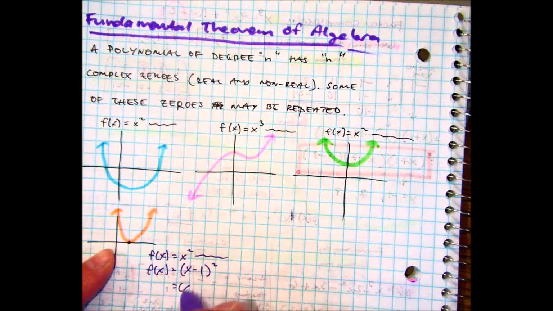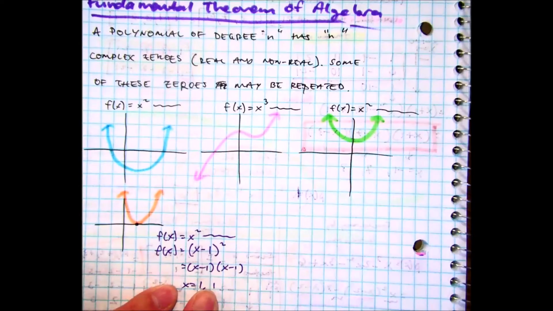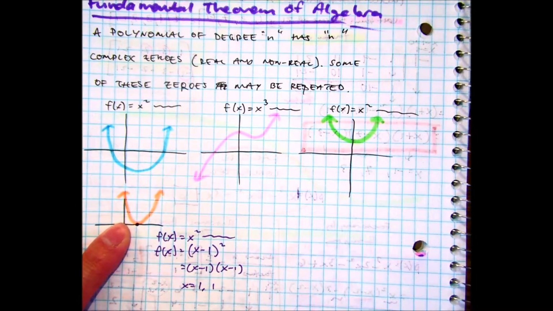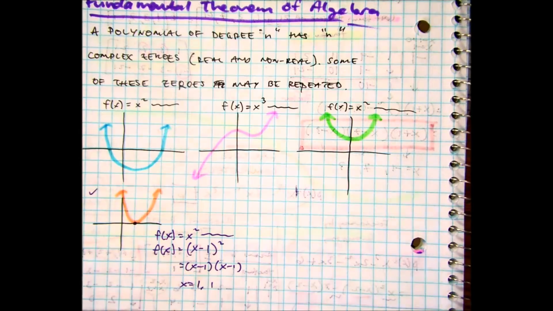Because if it's both x minus 1 times x minus 1, you solve that, and you get x equals 1 and 1. Do you see how it's repeated? We've actually talked about that. That's the multiplicity, right? The bouncing off or the kissing. Alright, so we went over that example.